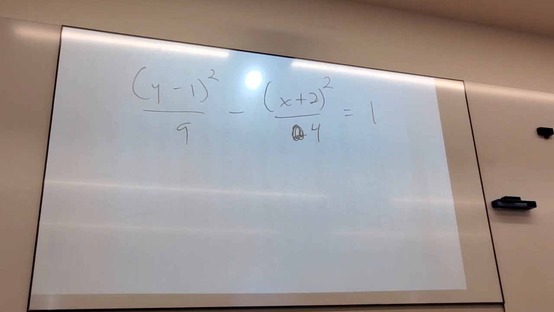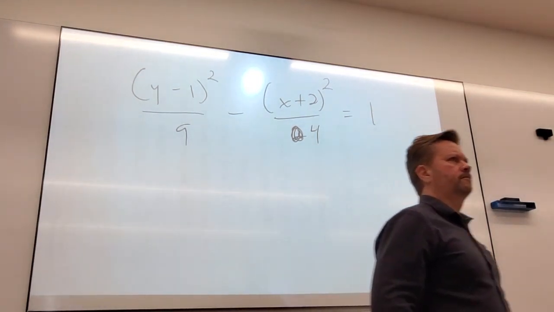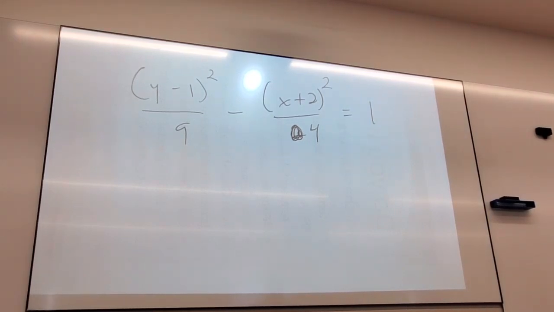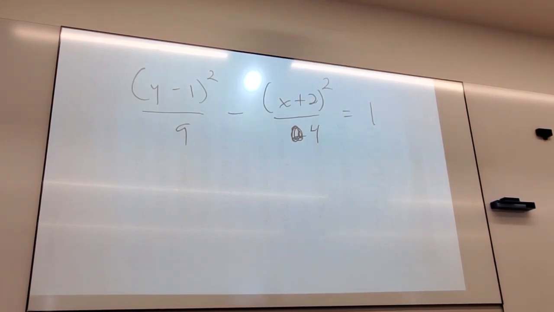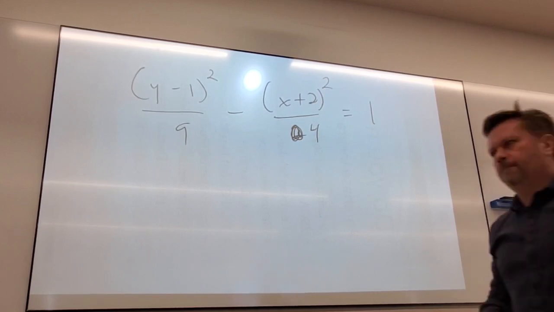Ellipse. What shape would that be? Hyperbola. It'd be a hyperbola. Why? Because of the minus. What are the two main ways a hyperbola could look? It could be like this, or it could be like that. Right? Okay, I like it.